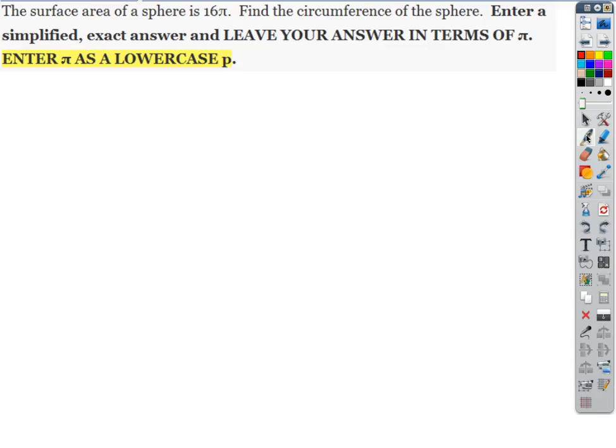Very good. So the 4's cancel from both, the 4 and the pi from the left. Pi's cancel on the right. 16 over 4 is 4. So I get r squared equals 4. So what's r? 2. Square root of 4. 2. The diameter is 4. Okay.